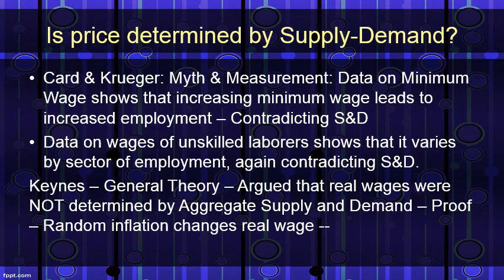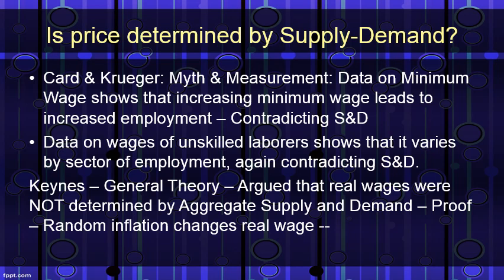Similarly, one of the central theories of economics is that price is determined by supply and demand. But there is a lot of empirical evidence which shows that this is not true. Card and Krueger did a study which showed that if you increase the minimum wage, this leads to increased employment, contradicting SND, the supply and demand theory. Similarly, there is a lot of data which shows that the theory of supply and demand does not work in the labor market.